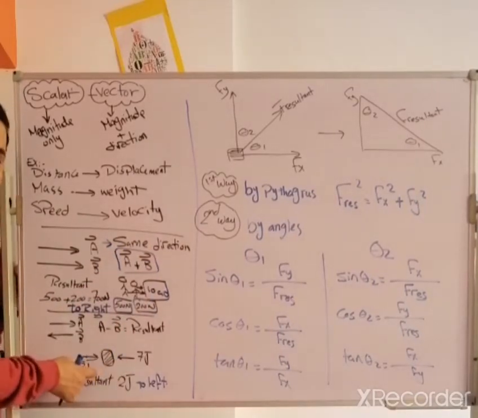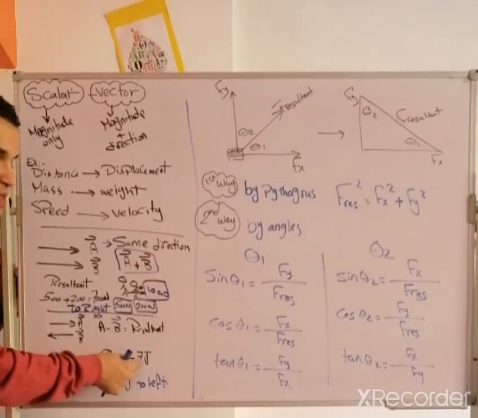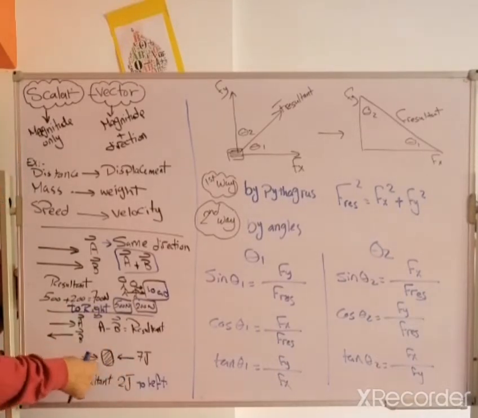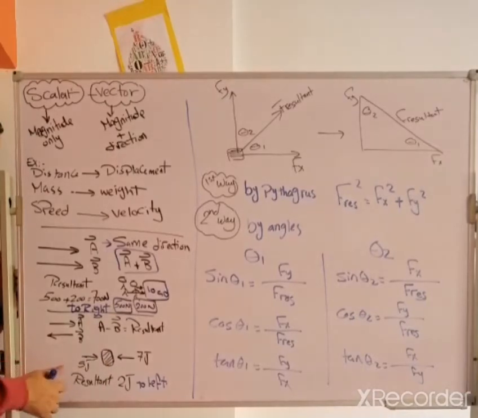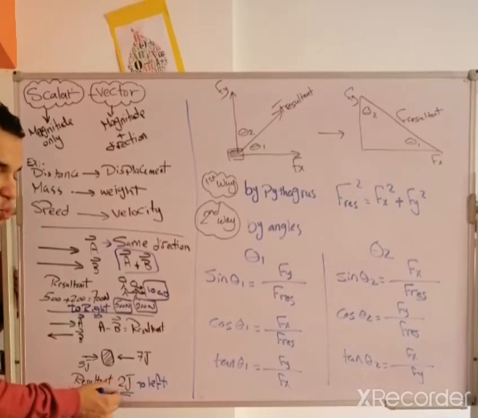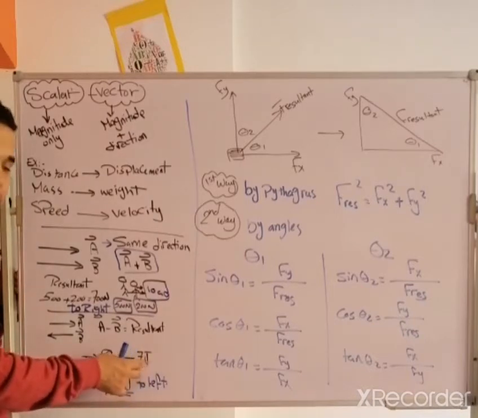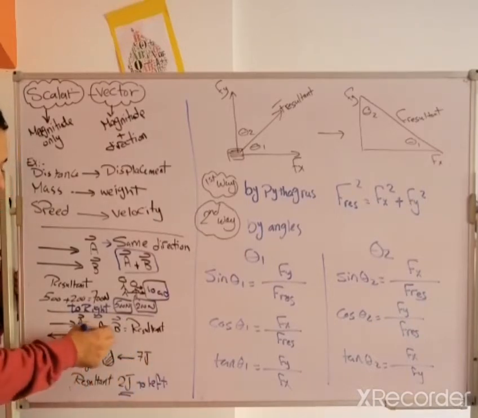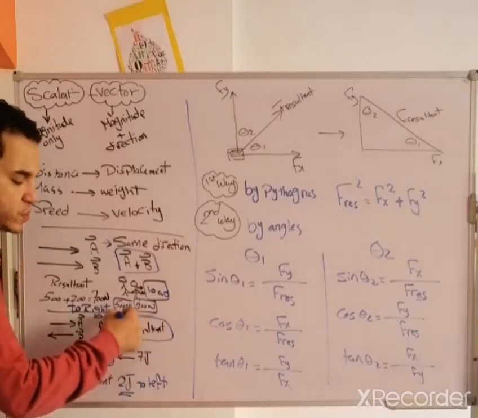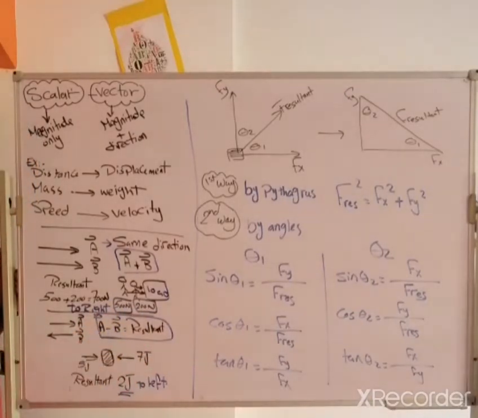If two persons apply a work on a node by 7 joules and 5 joules in opposite directions, the resultant will be 2 joules toward the greater one, as 7 joules is greater than 5. So if I'm talking about opposite directions, the vector summation will be by subtraction.